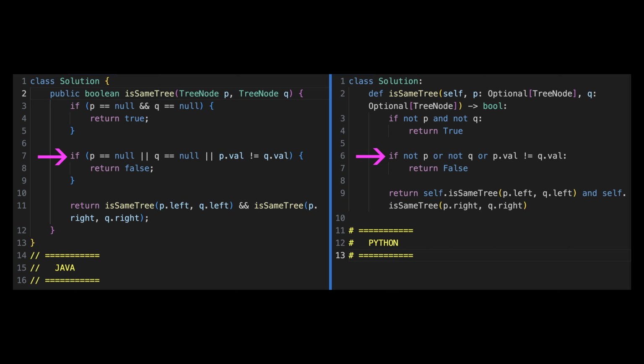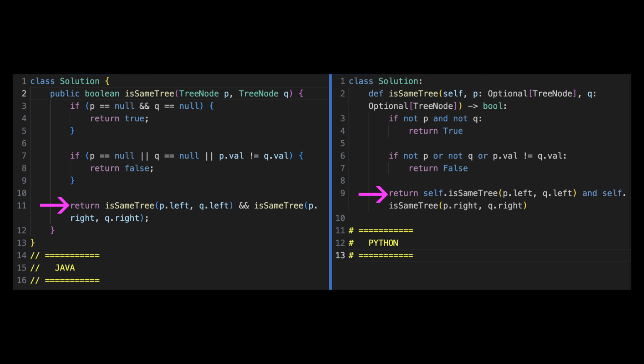Next, we check all the reasons the trees might not be the same, where we check if either of the nodes is null. For example, if P is null while Q is not, or if Q is null but P is not, or both the nodes exist but they have different values. If any of these conditions are true, we have a mismatch and we immediately return false.